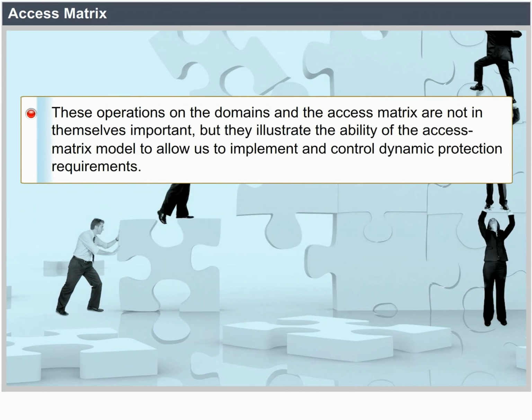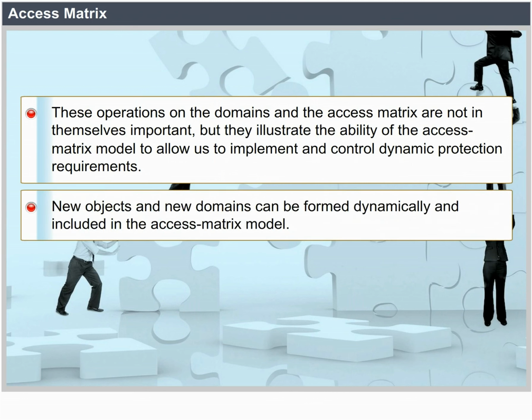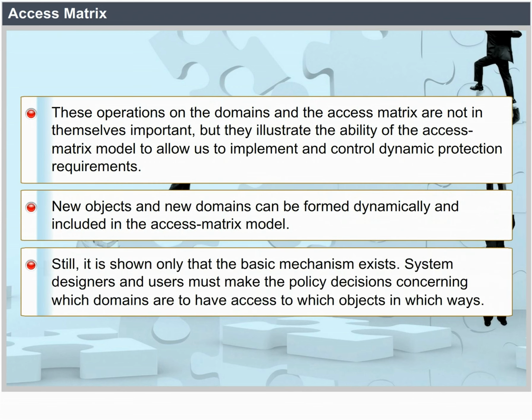These operations on the domains and the access matrix are not in themselves important, but they illustrate the ability of the access matrix model to allow us to implement and control dynamic protection requirements. New objects and new domains can be created dynamically and included in the access matrix model. However, we have shown only that the basic mechanism exists. System designers and users must make the policy decisions concerning which domains are to have access to which objects in which ways.